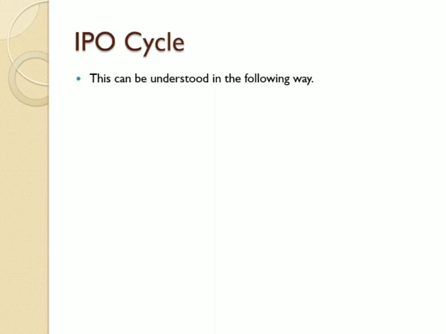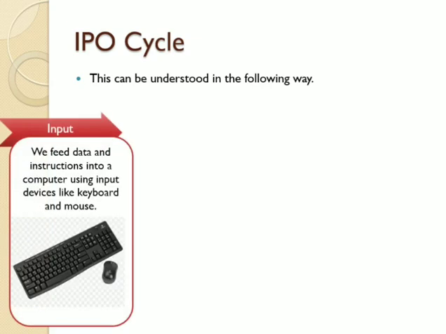This can be understood in the following way. First of all, input. We feed the data and instructions into a computer using input devices like keyboard and mouse. We feed means we are putting the data in the computer. So here keyboard and mouse are input devices.